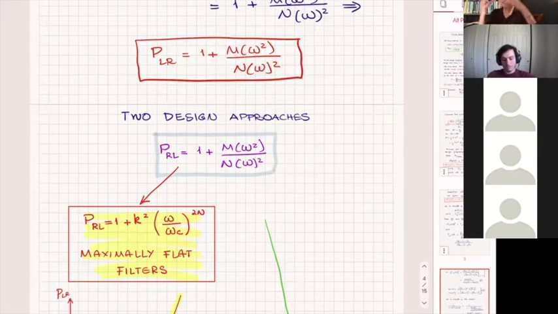Design needs to create something for you. Analysis is when you know how to do it and then you just go and verify the performance. Design is when you have only design specifications, as you will see later, and then you need to find out how you're gonna make that filter. So, expression here.